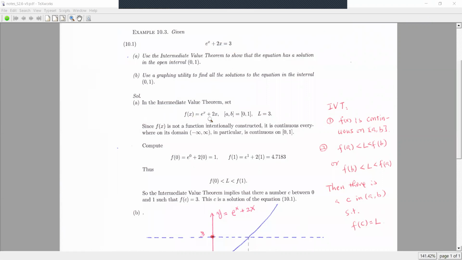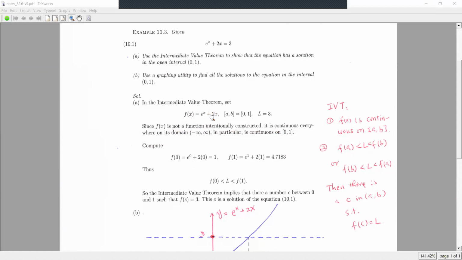This function is not a function intentionally constructed, namely, not a function defined piece by piece. This function is continuous everywhere on its domain. The domain of this function is all the numbers.